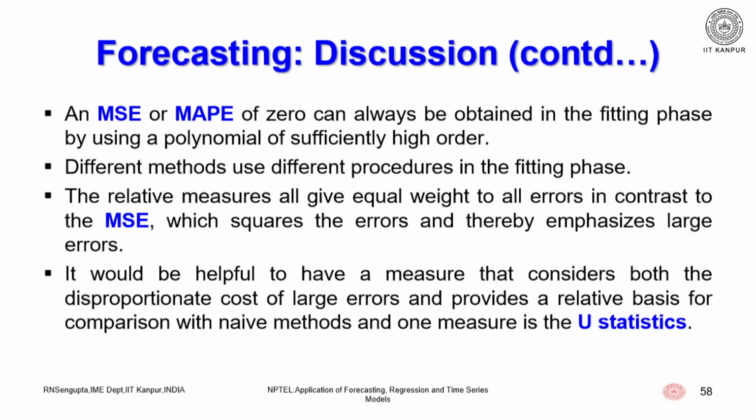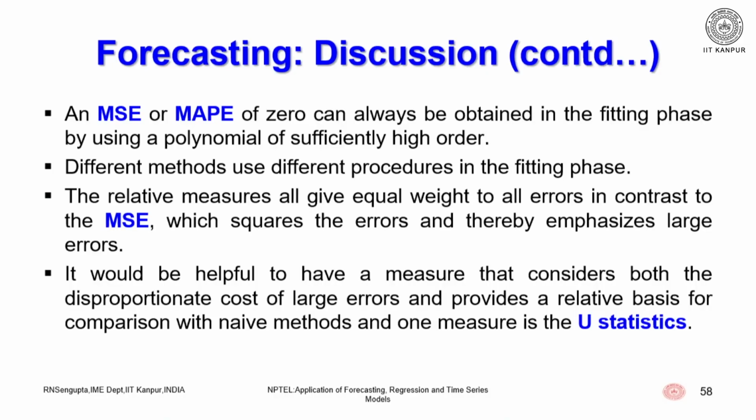An MSE or MAPE of 0 can always be obtained in the fitting phase by using a polynomial or sufficiently high order curve. But the idea is that we want to be very scrupulous, we want to be theoretically perfect in trying to get the result. But if, in trying to analyze perfection in the theoretical results, the practicality of the model is ignored, it does not make sense.